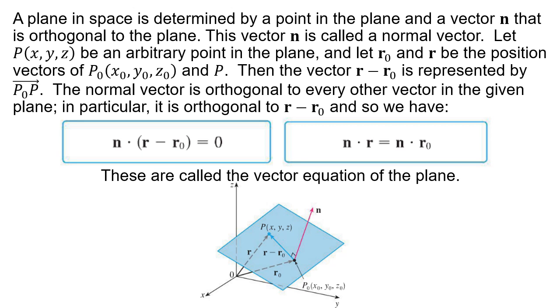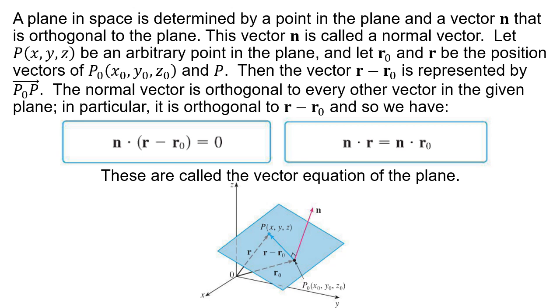So if we have our point P (x, y, z) that's in my plane, and we have an r naught and an r as position vectors, you can notice this along in the picture down below as well. Then the vector r minus r naught is represented by the points connecting P to P naught.